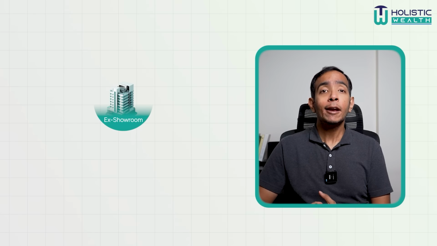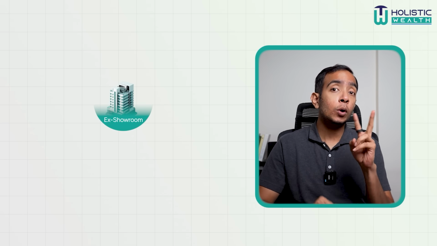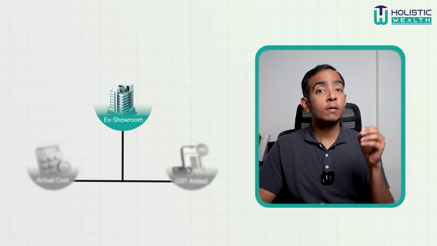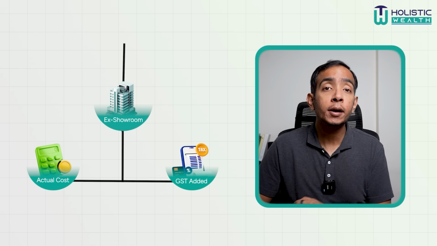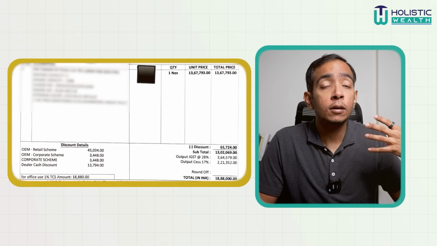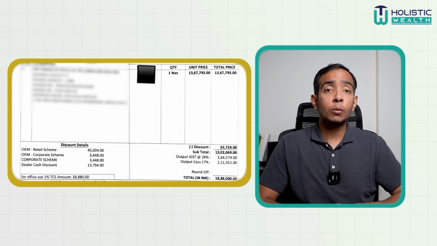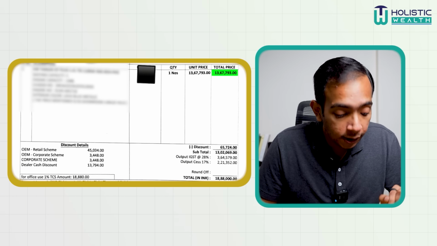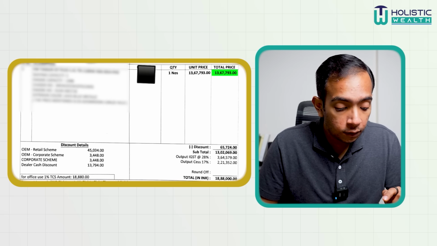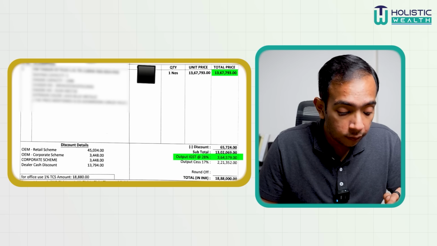Now let's come back to the cost sheet and start understanding the different aspects. First is the ex-showroom price. The ex-showroom price is broken into two components. Like I said, there is the cost of the car and then there is the GST component, and on top of that, cess. If you see the cost sheet I'm sharing on the screen, the car that I bought had a unit price of 13,67,793 rupees. Then there was an output GST of 3.6 lakhs and output cess of 2.2 lakhs.